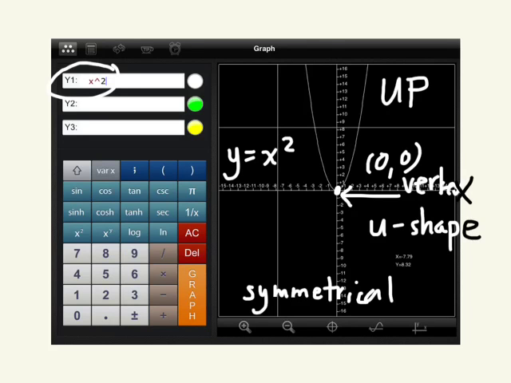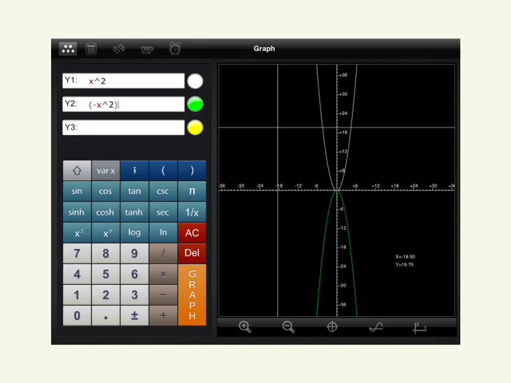Okay, so let's look at the next graph. Here we have an equation. This one's graphed in green. Again, I have the parent function in white. Everything we're comparing is to y equals x squared. I just left that there. And then the green graph is y equals negative x squared. What did you notice happened when there was a negative in front of the x squared? How did the graph open?